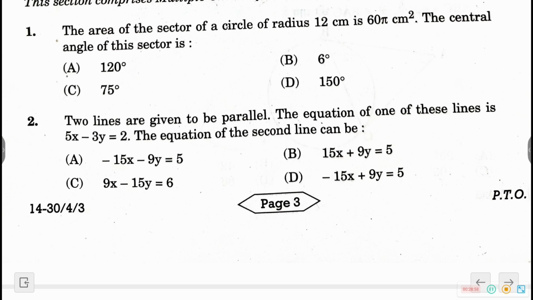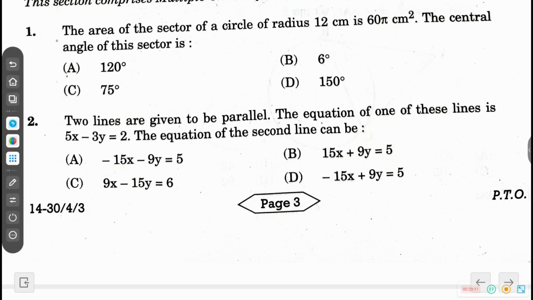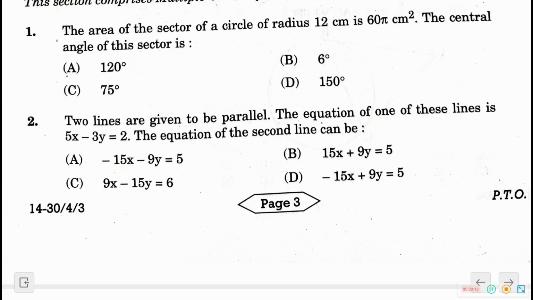Set 1 already, in one more video we have done this. It is given the area of a sector. What is the area of a sector? The formula is theta by 360 into pi r square. So we have to equate that to the formula. 60 pi centimeter square should be equated to theta by 360 into pi r square. Pi cancels. R value is given as 12.